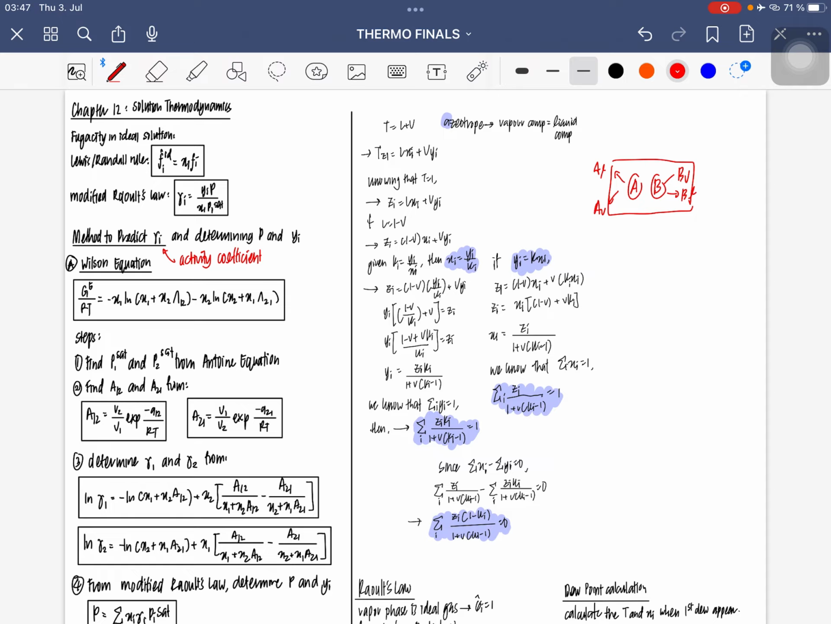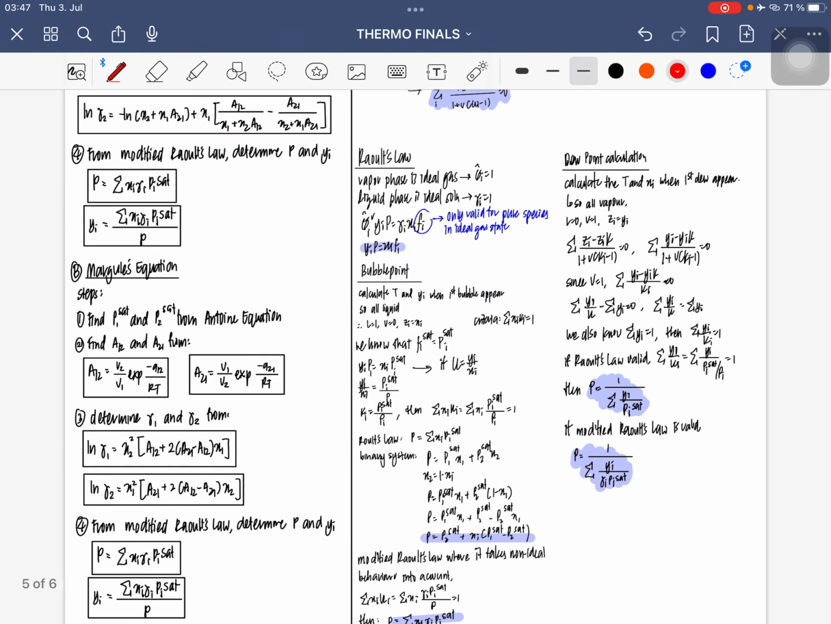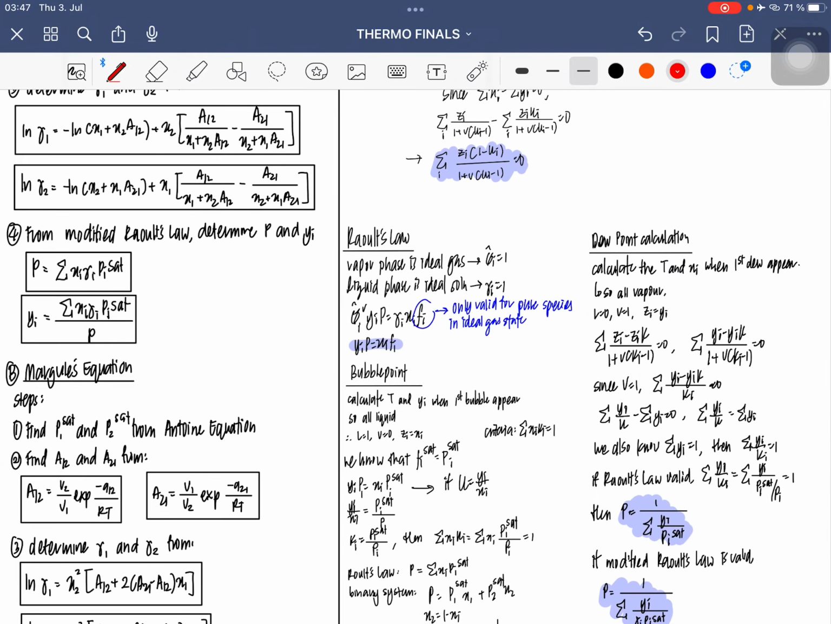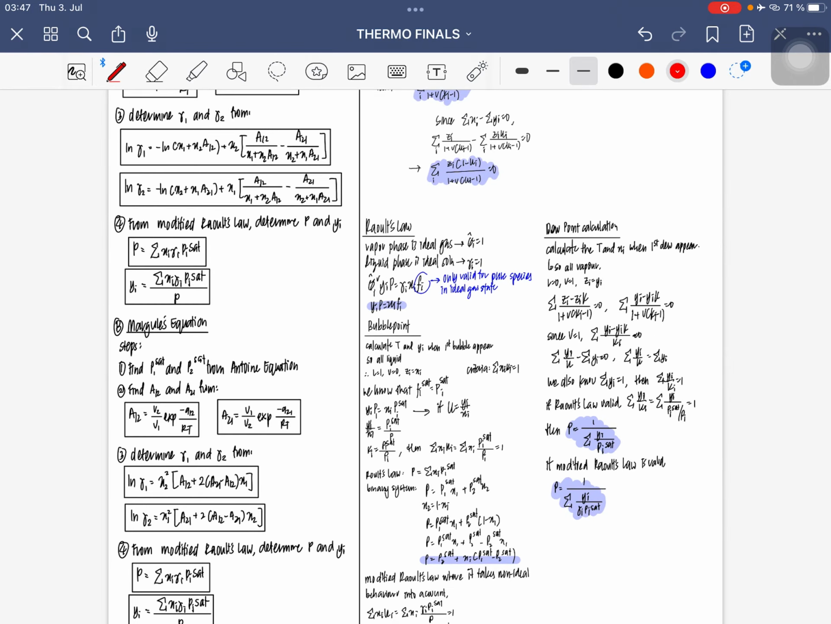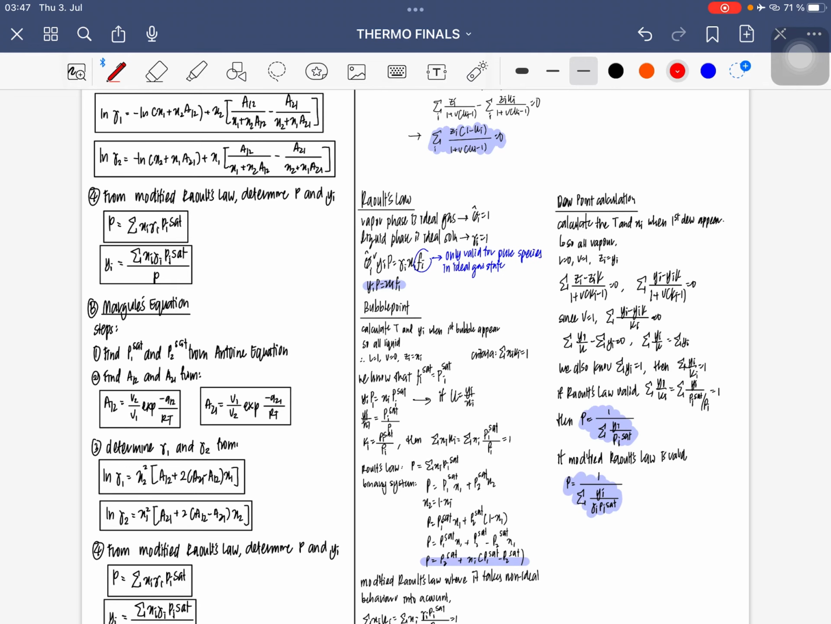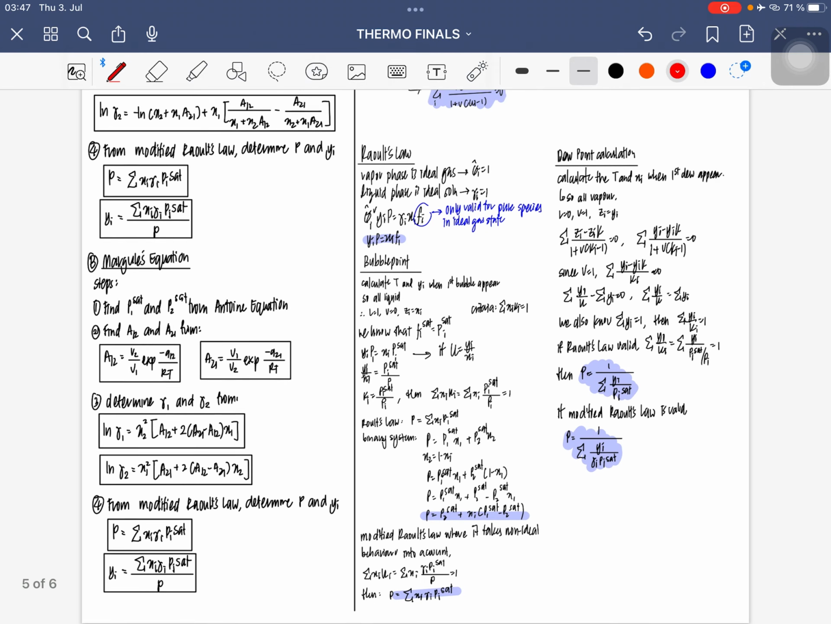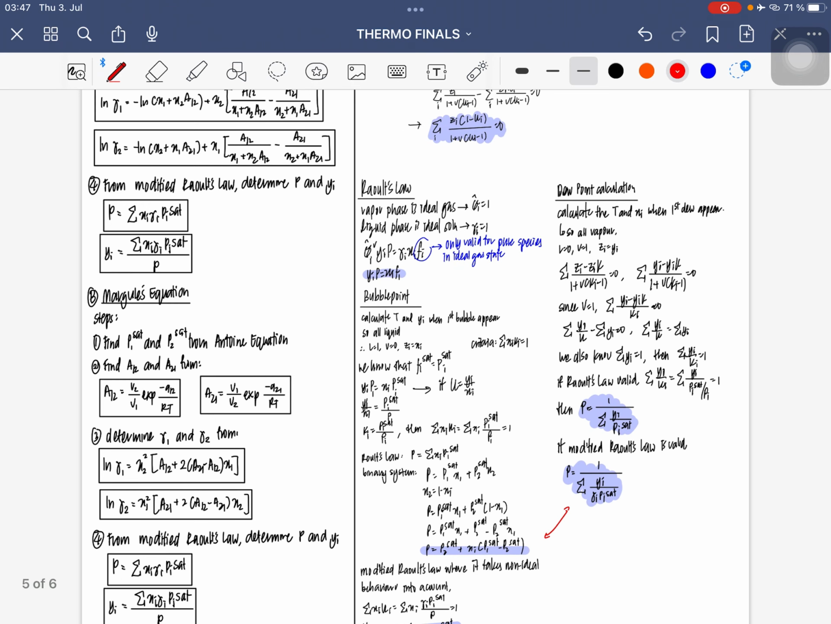Guys, I just think that you have to go through these notes and understand them one by one. But yeah, for Raoult's law, this is bubble point calculation and dew point calculation. I'm not really sure if this is going to come out in finals. I'm just putting it here so that you know how it relates to one another. This is Raoult's law. These two are Raoult's law. Sorry, this is modified Raoult's law. This is Raoult's law.